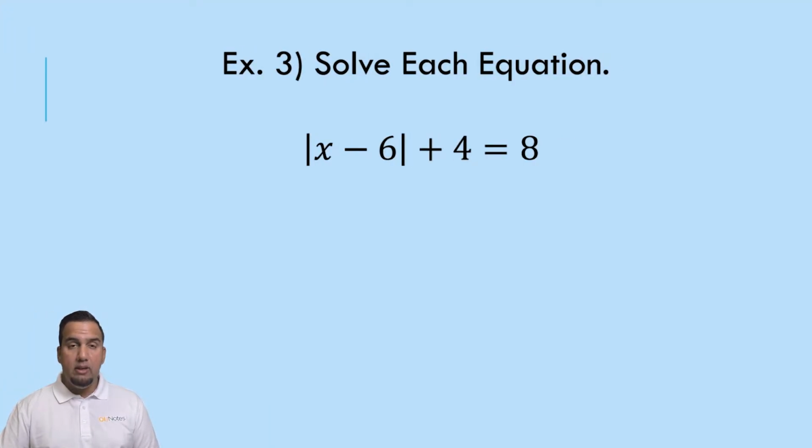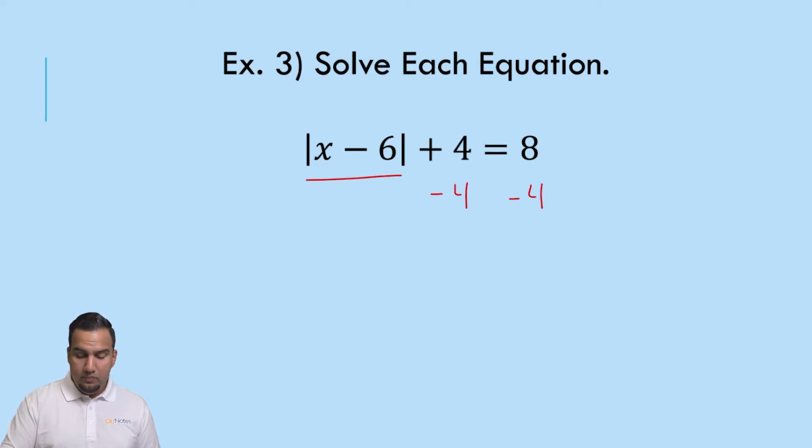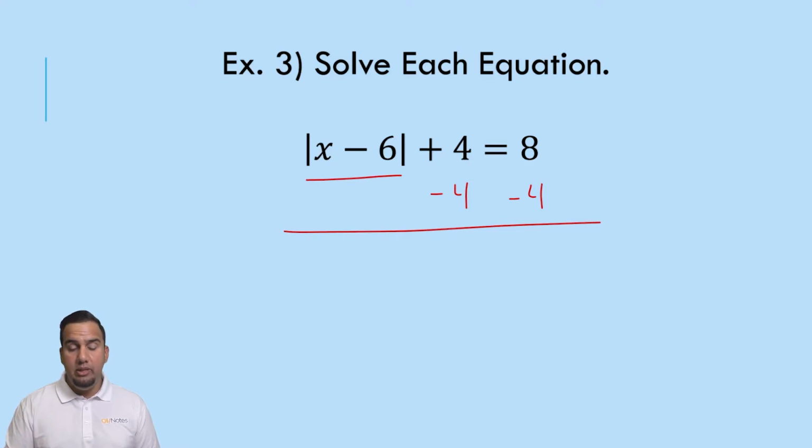Example 3 says the absolute value of x minus 6 plus 4 is equal to 8. So ask yourself, what's step one? Step one is to isolate the absolute value. What does that mean? I want to isolate everything inside of it. So what am I going to do first? I'm going to first subtract 4 from both sides. Remember, everything that we learned in a previous lesson, whatever you do to one side, do to the other. I'm going to go ahead and combine like terms. The 4 and the negative 4 are going to cancel. The absolute value of x minus 6 is going to drop down. I'm going to keep the absolute value. And 8 minus 4 is equal to 4.